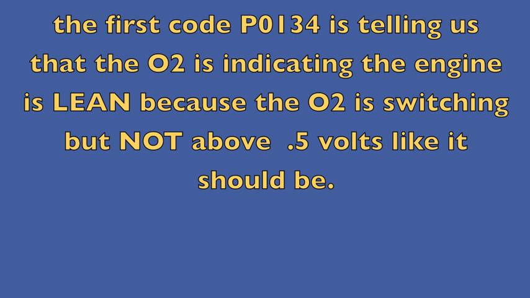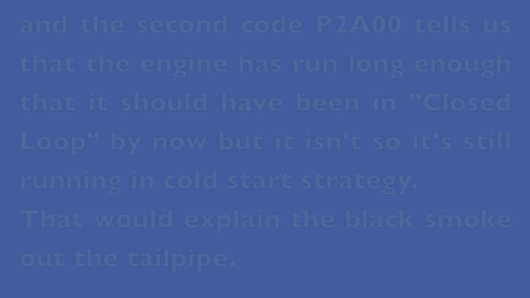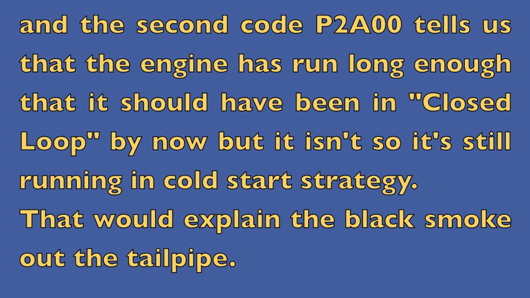The first code, P0134, is telling us that the O2 sensor is indicating that the engine is lean because the O2 is switching, but not above half a volt like it should be. And the second code, P2A00, is telling us that the engine has run long enough that it should have been in closed loop by now, but it isn't, so it's still running in cold start strategy, and that would explain the black smoke out of the tailpipe.